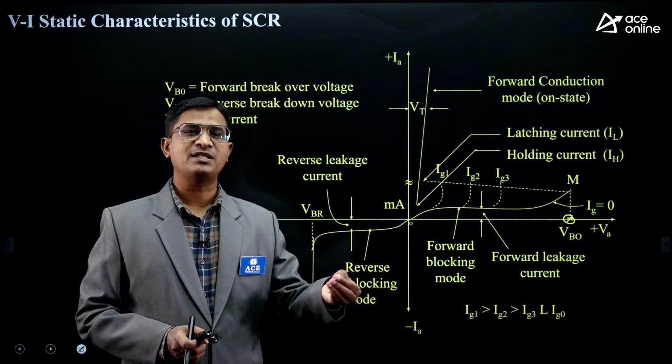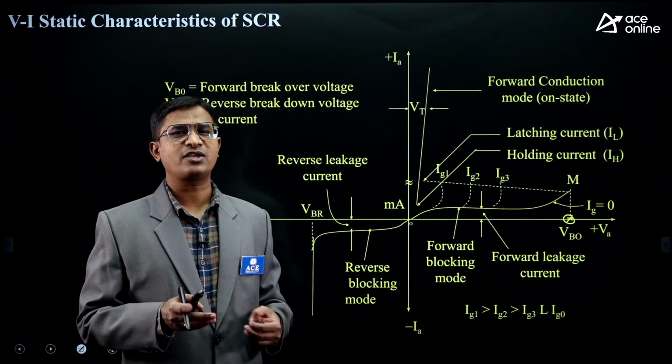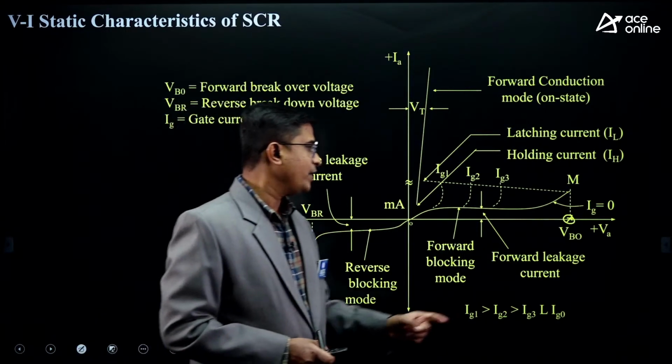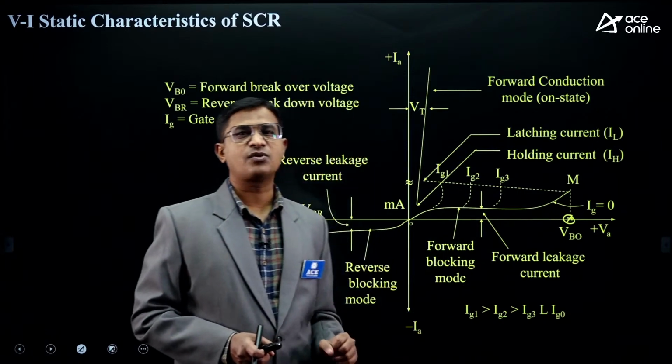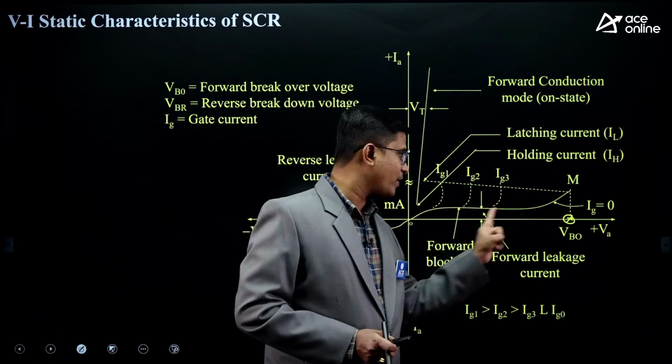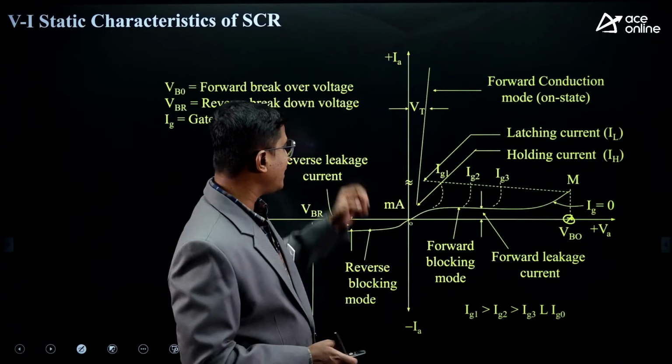So impedance offered by the device is also high. It means your device is like in open circuit mode, straightforward. Alright. Next, when the forward voltage across the device is equal to VBO, your device switches from forward blocking mode to the forward conduction mode.